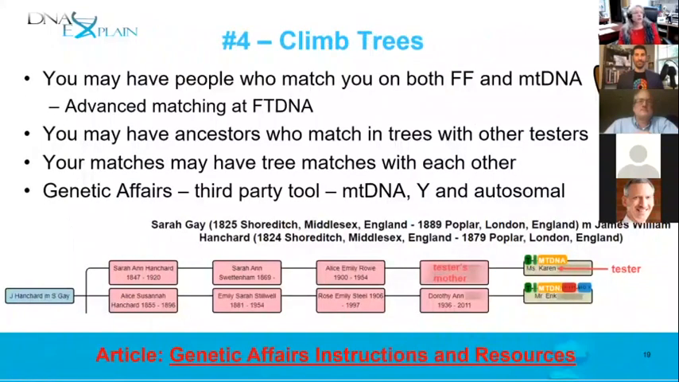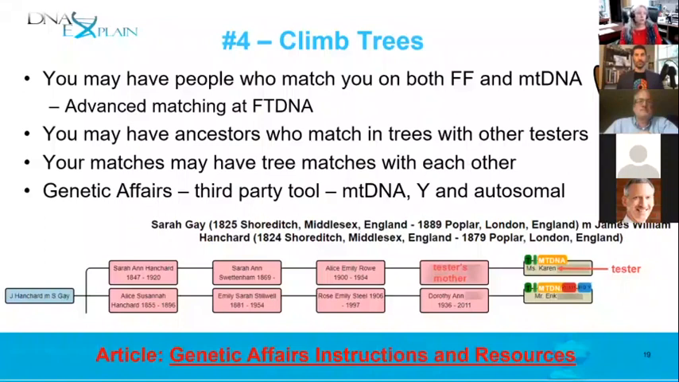The fourth case study is climbing trees. So you may have people, first of all, that match you on both Family Finder and mitochondrial DNA. So the first thing I do is with the full sequence matches, I go in and use the advanced matching and select Family Finder and the full sequence at Family Tree DNA, and I select people who match you on both, and I say yes, and I look to see. Now that doesn't mean that you match because of the same ancestor, but it's a hint. It's a place to start. So that's what I do first.